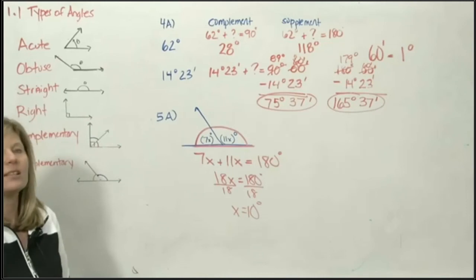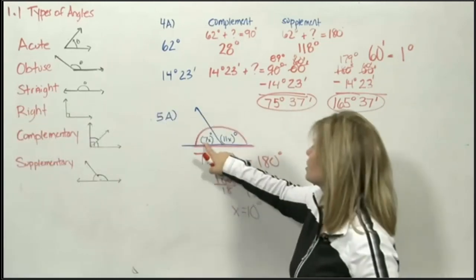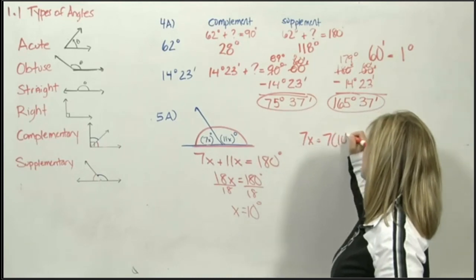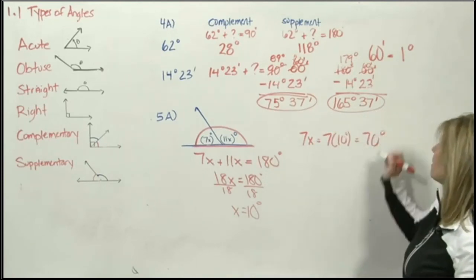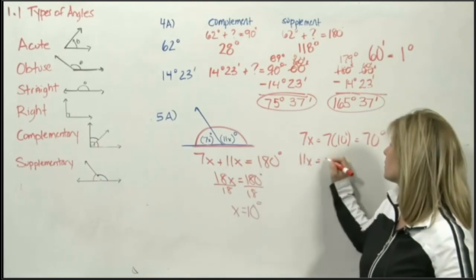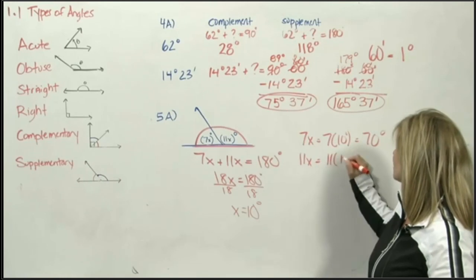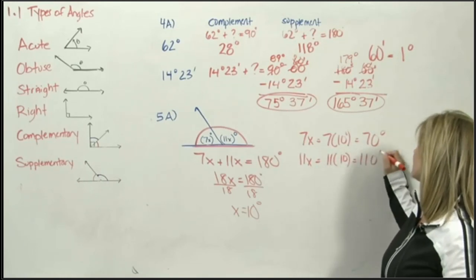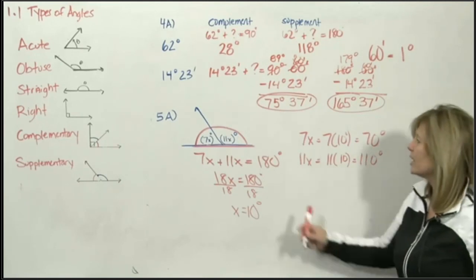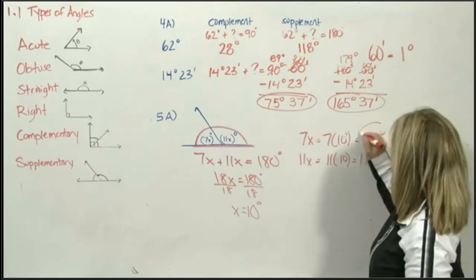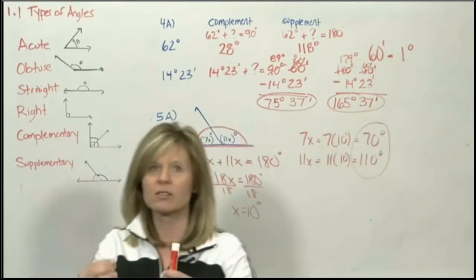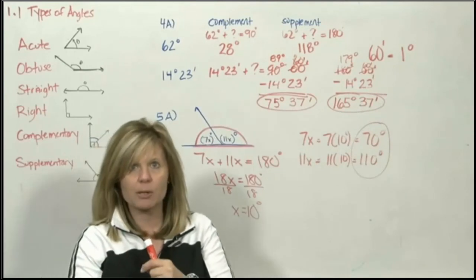Let's see if that makes sense. Let's see what the two angles are. So the first angle is 7x. So 7x would be 7 times 10 degrees, which is the first angle, 70 degrees. The second angle is 11x. So we're going to use our substitution. 11 times 10 degrees is 110 degrees. If we had 70 degrees and 110 degrees, yes, it would add up to 180, which means those angles are supplementary.